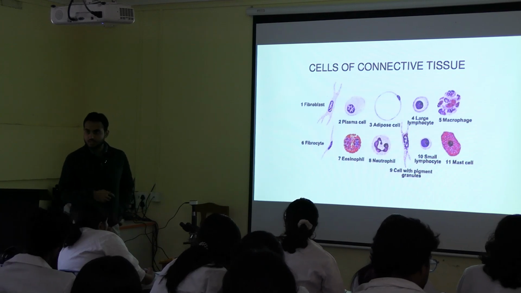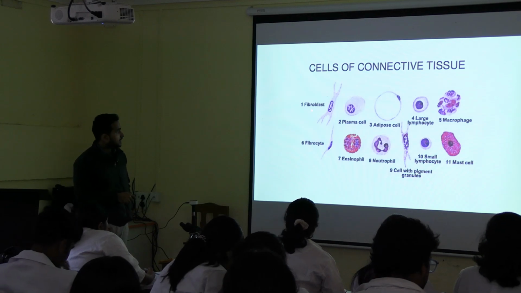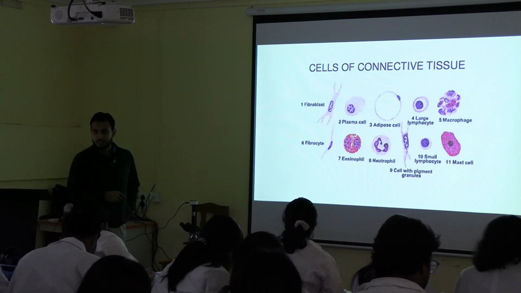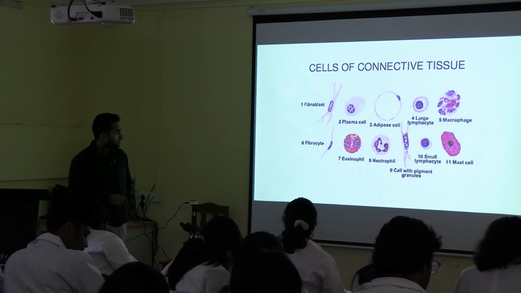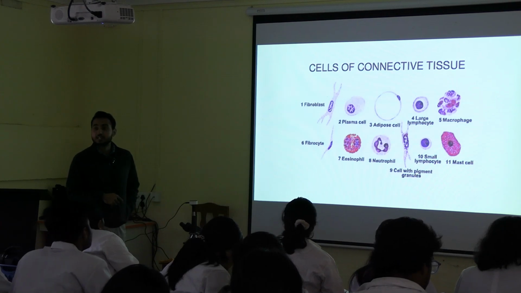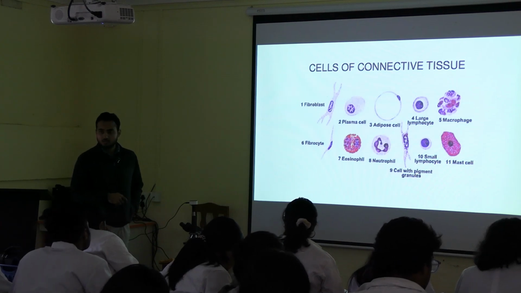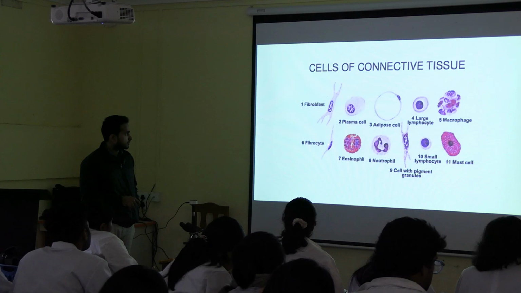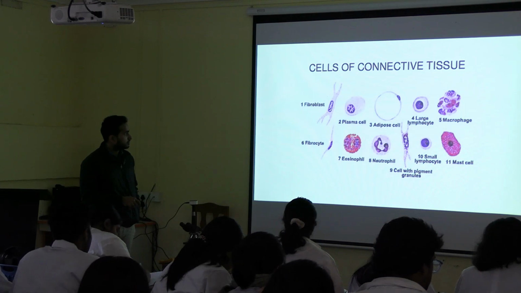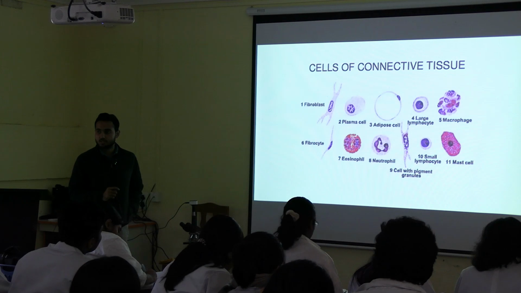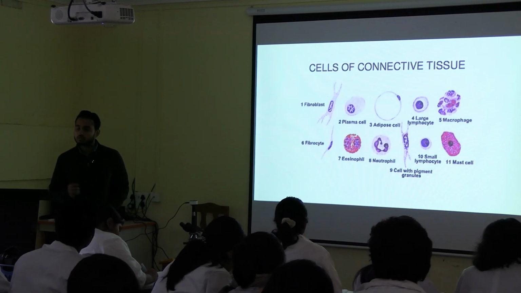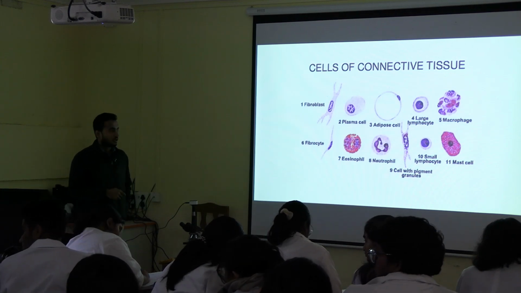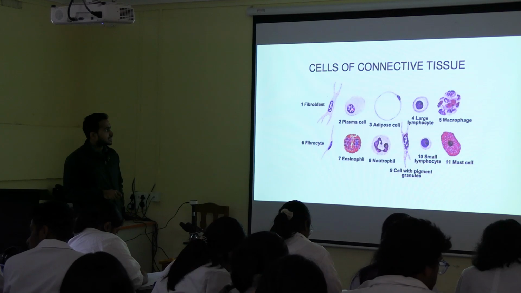So have you seen the difference? These fibroblasts are mature, active cells. Now these fibrocytes are immature or inactive cells. So first the fibrocytes will be there, and after that they will mature, the size will increase, and then we will get the fibroblast. Next, you can see the plasma cell.